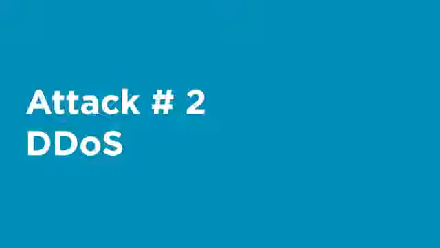DDoS, or distributed denial of service, is what happens when a massive amount of internet traffic is sent, all at once, to a single website, server, or a set of servers. It's the same concept as a traffic jam. The amount of traffic is so high that it's too much for the system to process, and everything grinds to a complete halt.